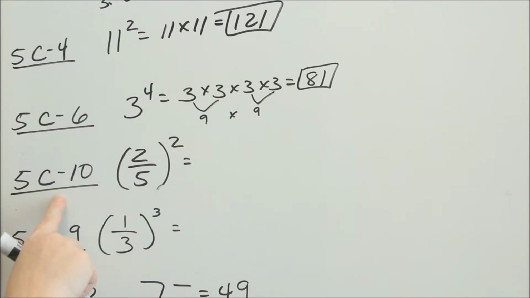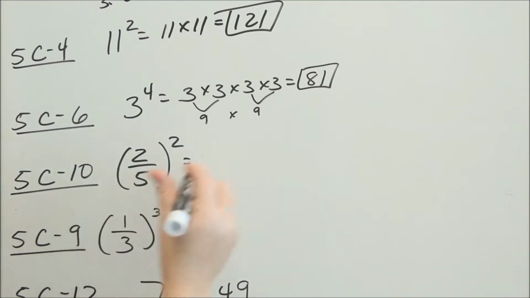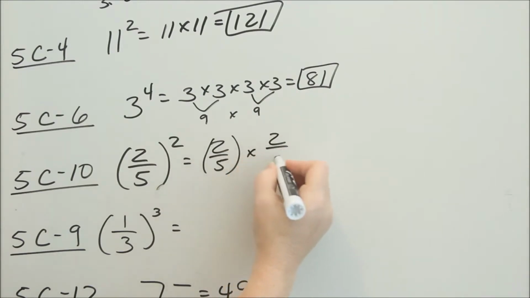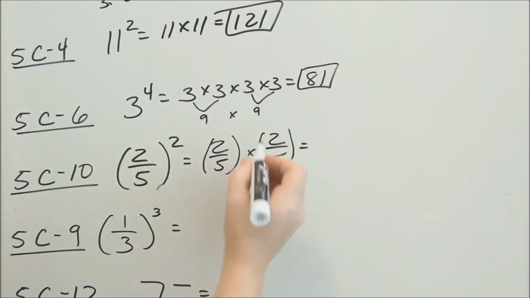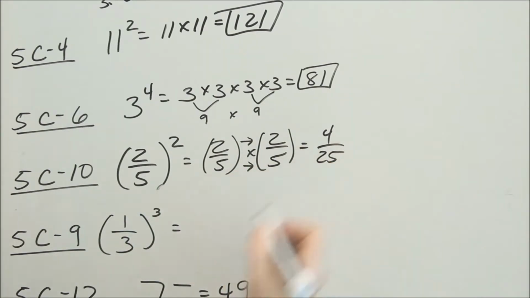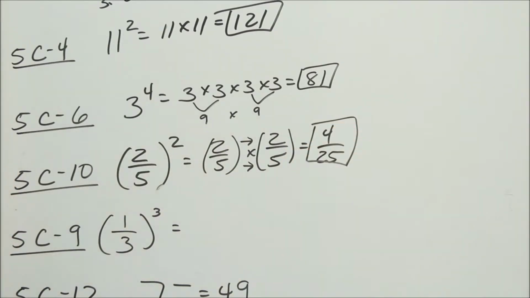Okay, look at 5C number 10. You have 2/5 squared, or 2/5 raised to the power of 2, or 2/5 to the second power. What does that mean? The whole fraction, 2/5 times itself. You should have written the fraction twice. Okay? How do you multiply fractions? Straight across. 2 times 2, 4. 5 times 5, 25. That's how you multiply fractions. Look to see if I can reduce this. I cannot reduce 4/25, so that is your final answer.